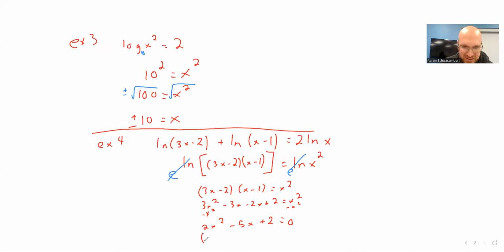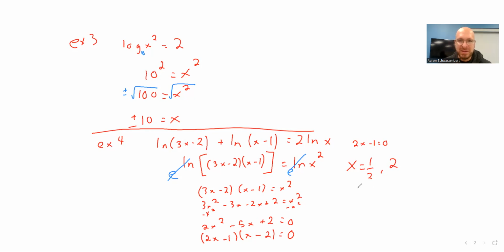I can factor this, I believe. 2x minus 1, x minus 2 equals 0. My solutions are here. x equals 1/2 for the first one. 2 times 1/2 minus 1 is 0. Again, if you're not sure on how to solve that, write it out, solve the equation. And the other one is 2.